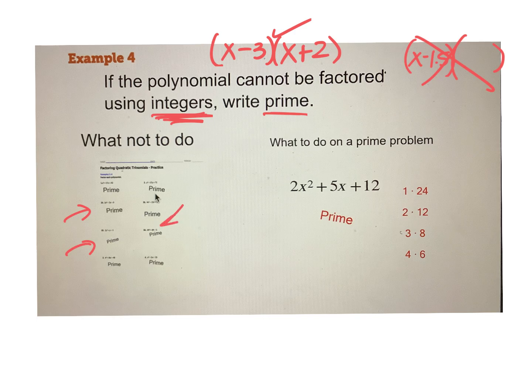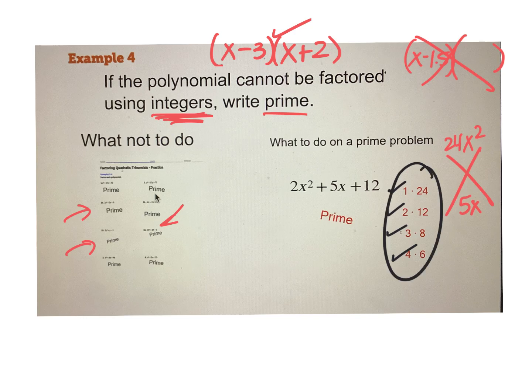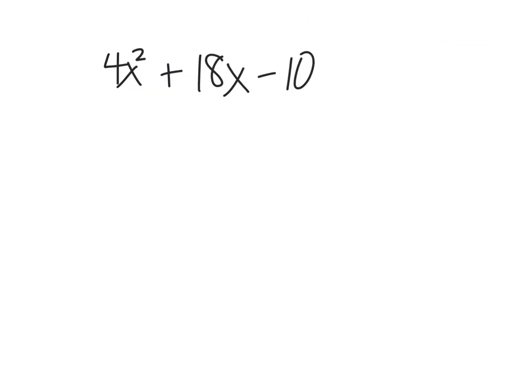So if I was doing this one, I'd put 24x squared, 5x. Okay, if you're stuck, start listing what goes into 24. I'll write 1 times 24, 2 times 12, 3 times 8, 4 times 6. Then I try to make a 5 out of that. So don't just write prime. I should see you trying some of the different factors. All right, let's try this next one.